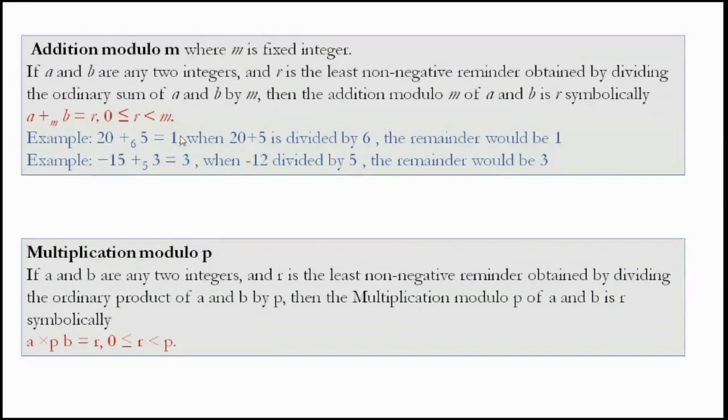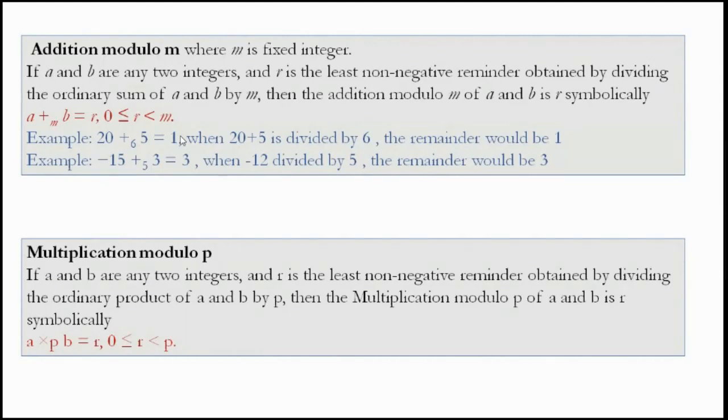So minus 12 is there. Minus 15 plus 3 is minus 12, and it should be divided by 5. So 12 modulo 5, how much will you get? 2. So the remainder is minus 2. This minus 2 must be subtracted from the modulo number. What is the modulo number? 5. So 5 minus 2 is 3.